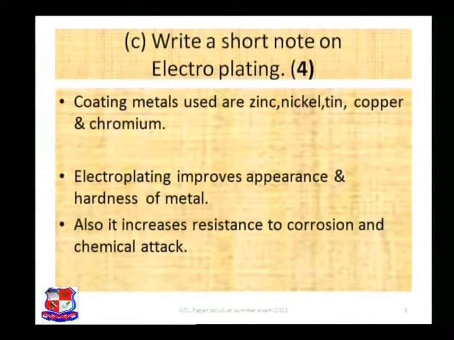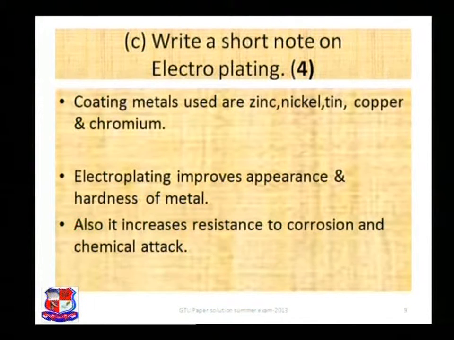Coating metals used are zinc, nickel, tin, copper and chromium. Electroplating improves appearance and hardness of the metal. You know, there are many jewelries that are gold plated, silver plated. This is the process of electroplating that improves the appearance and the hardness of the metal. Also, it increases resistance to corrosion and chemical attack, a very important quality.